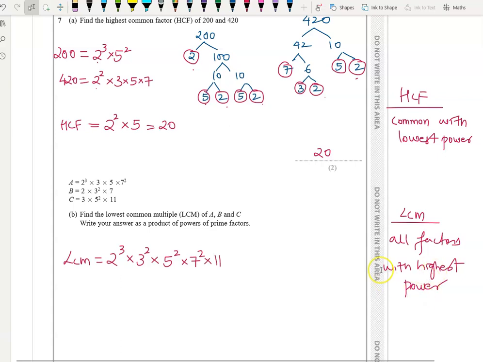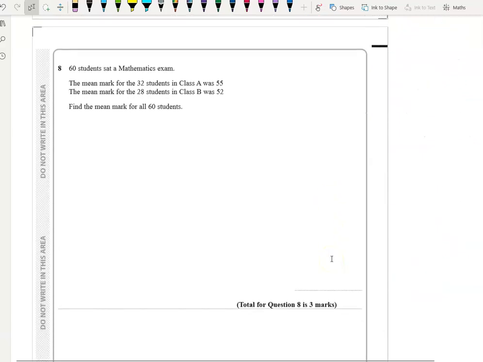Okay, next question, that is number 8. 60 students sat a maths examination. The mean marks for 32 students in class A was 55. The mean for 28 students in class B was 52. Find the mean mark for all 60 students. The formula for mean is you add up all the values, sum of all values divided by the number of values. Now this information we can put in a triangle.